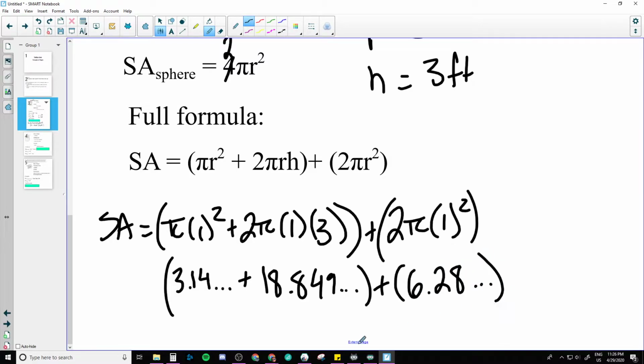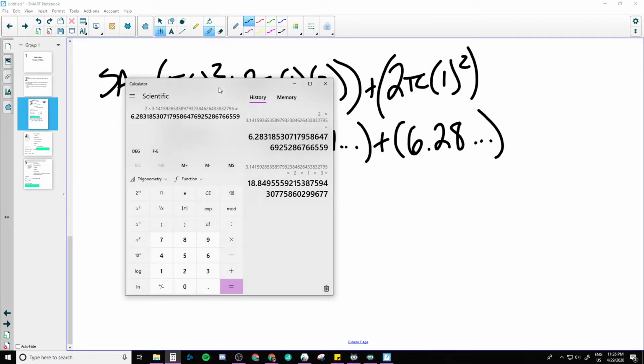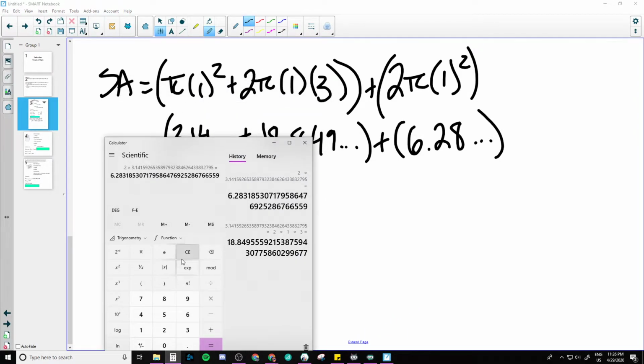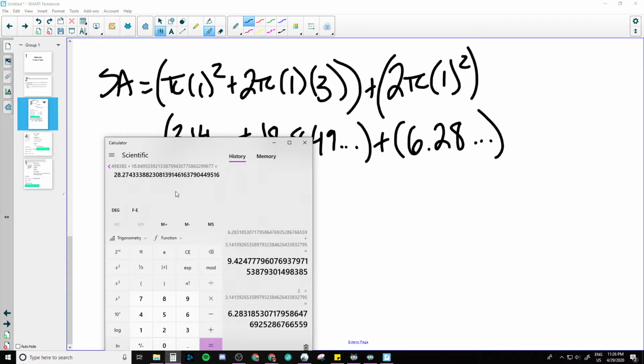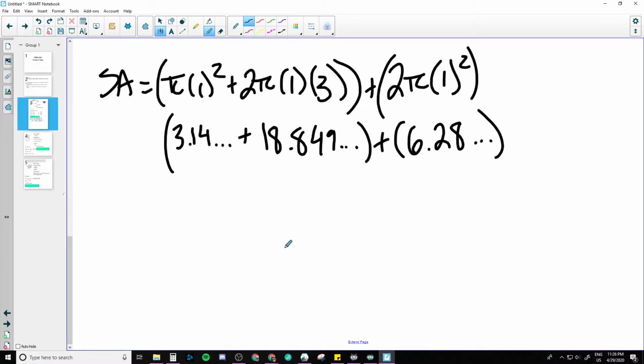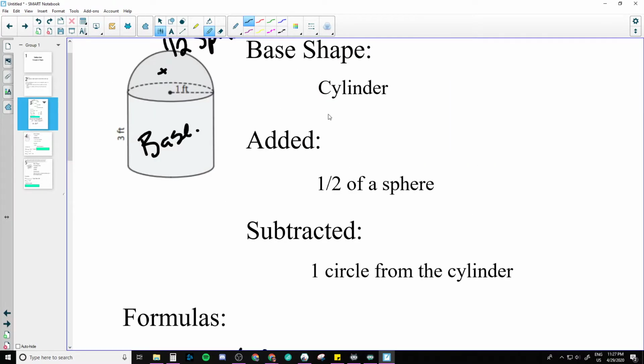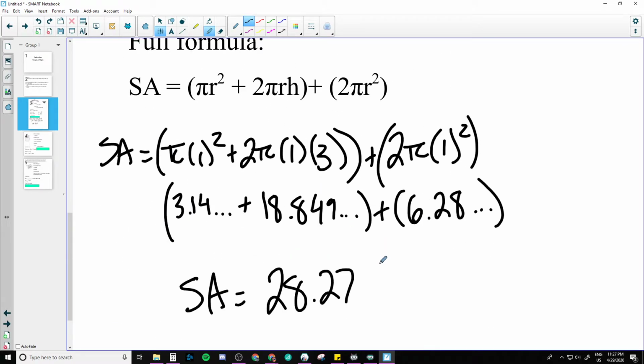Now we can add all of these numbers together. So go back in here, we're going to add pi to this number, and then we're going to add this number here. And that gives us a surface area for this composite shape of 28.27. I think this is in inches squared, correct? Feet squared. Good thing I looked. It's always important to double check your units. Make sure you're on the right track.